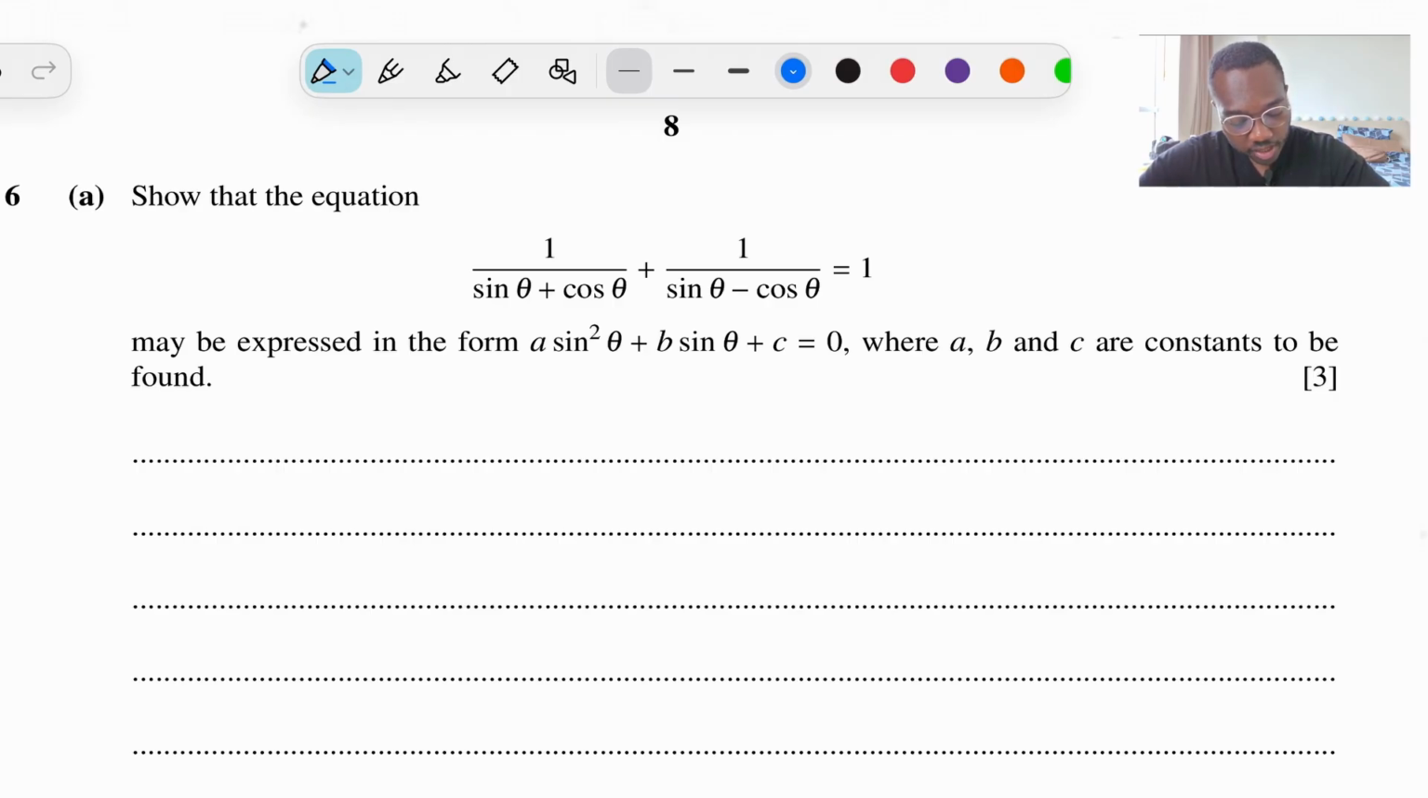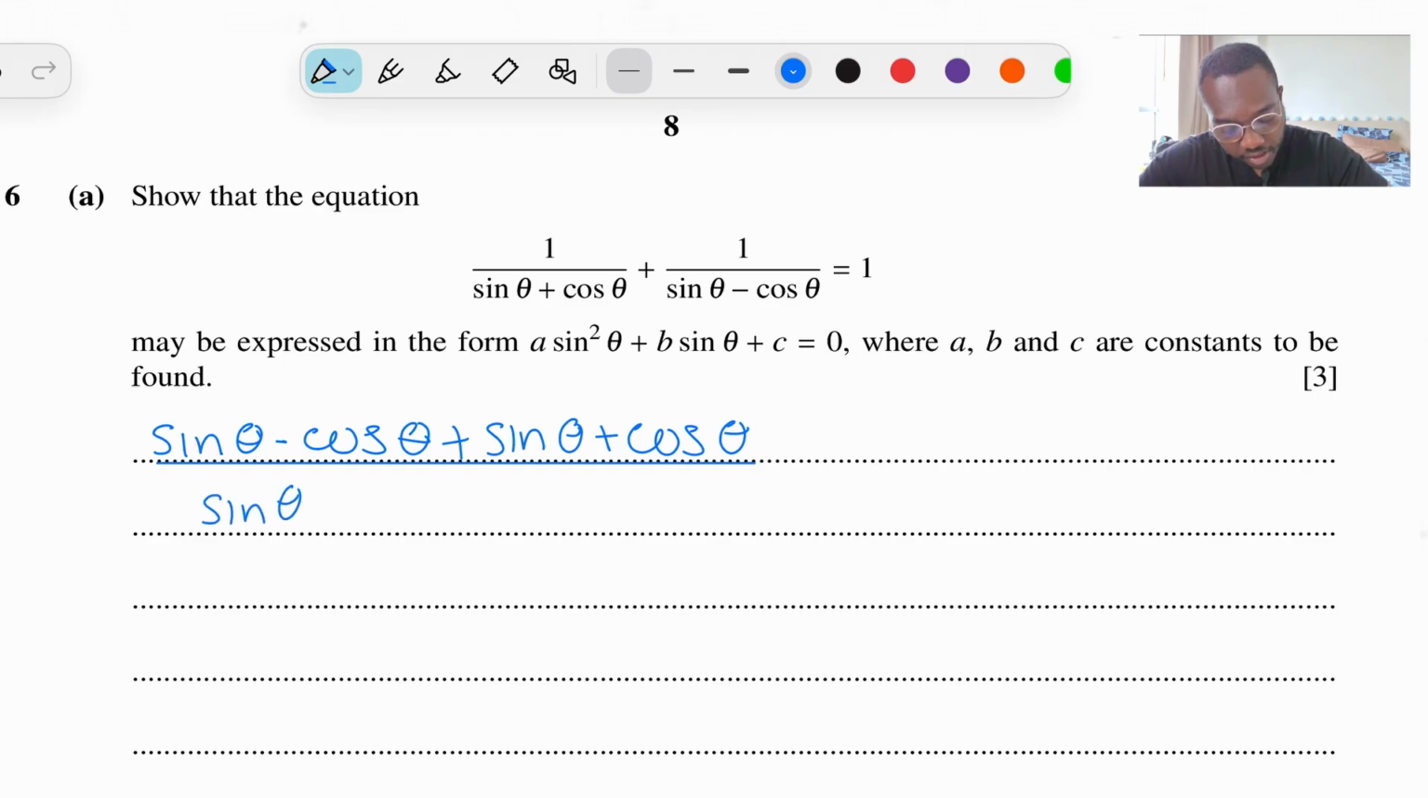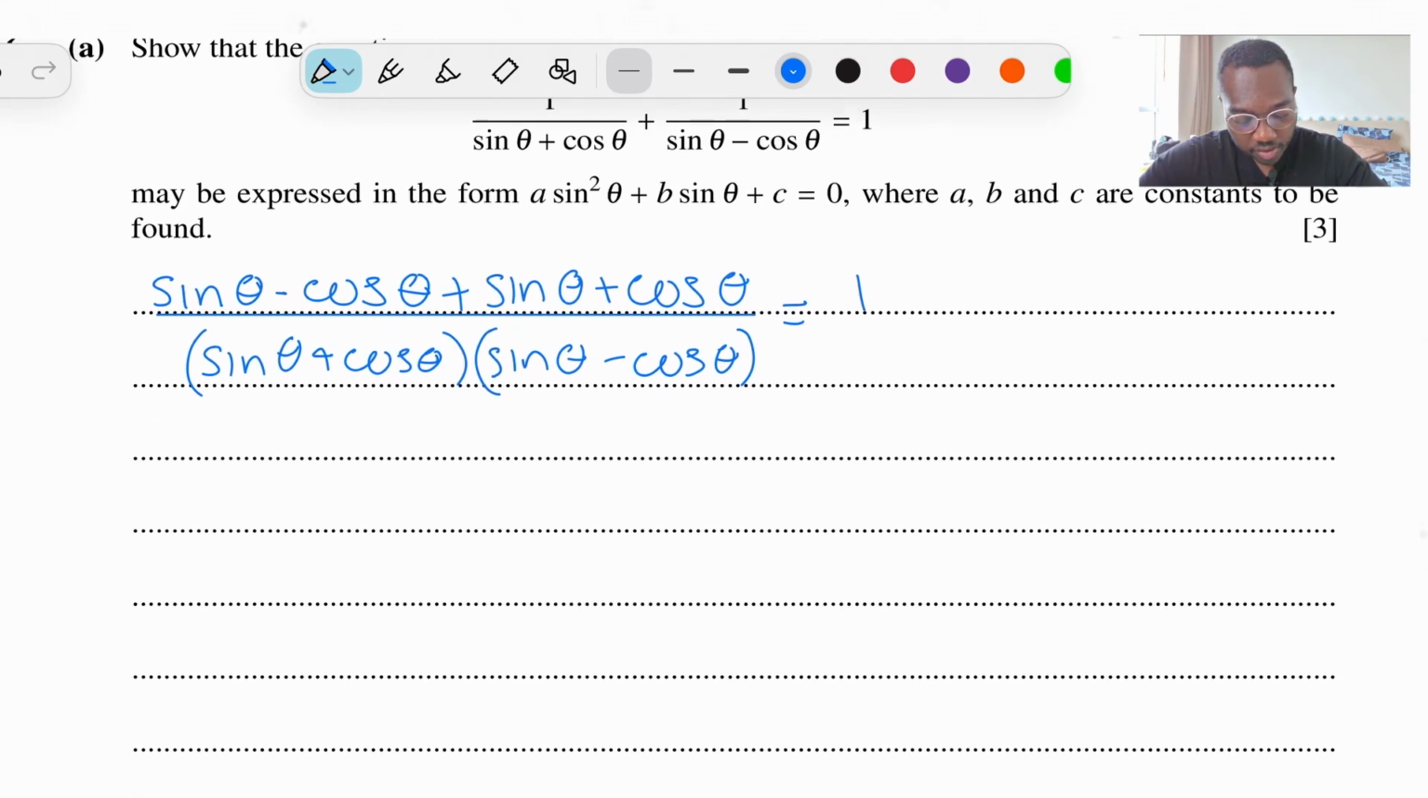So if we do that, we will get 1 times (sine theta minus cos theta), so that's sine theta minus cos theta, plus 1 times (sine theta plus cos theta), so sine theta plus cos theta, and that is all over (sine theta plus cos theta) in brackets, and then another bracket (sine theta minus cos theta), and that is equal to 1. Okay, so now we've done that.